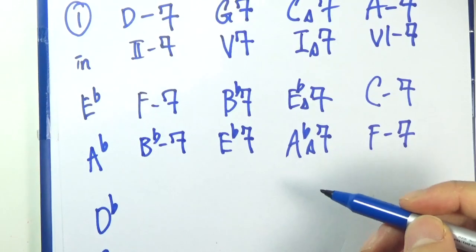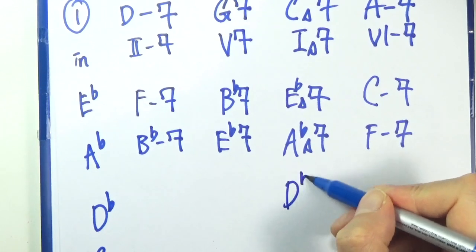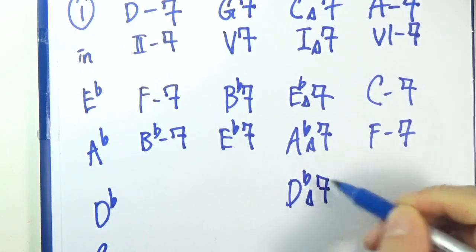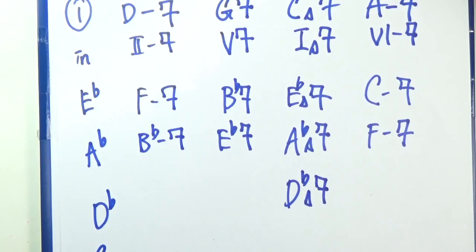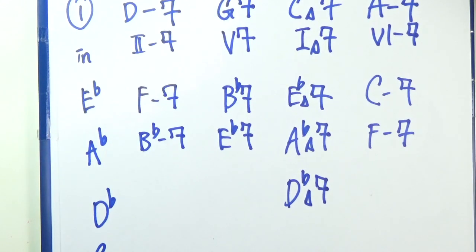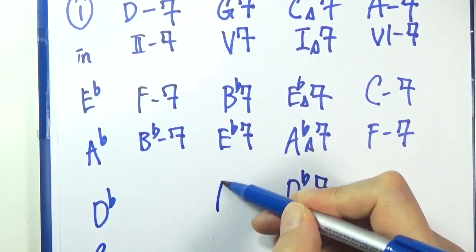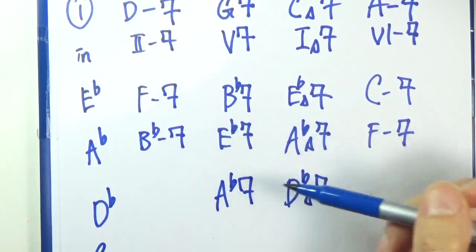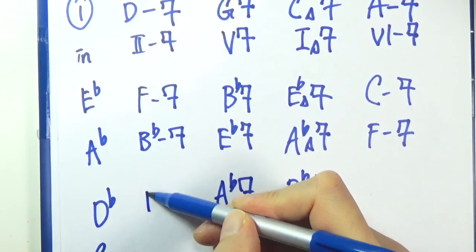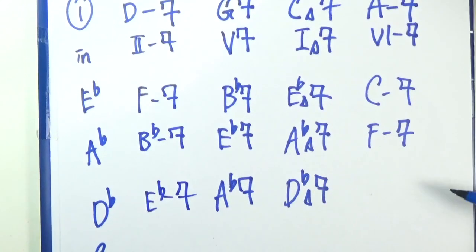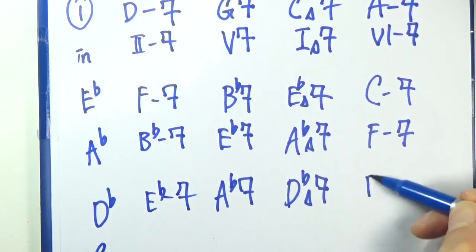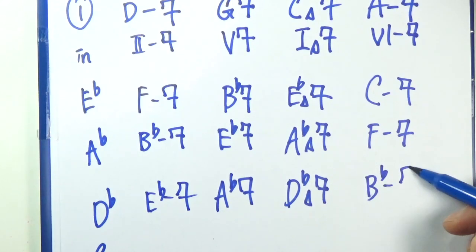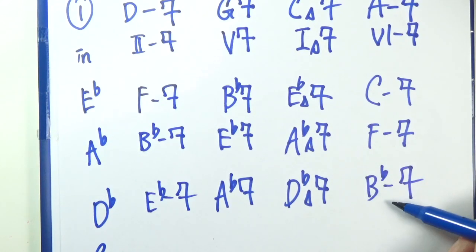And let's go to D flat major 7. For D flat major 7, our 5 chord would be A flat 7. And your 2 chord would be an E flat minor 7. And your 6 chord would be a B flat minor 7th. D, E, F, G, A, B flat.